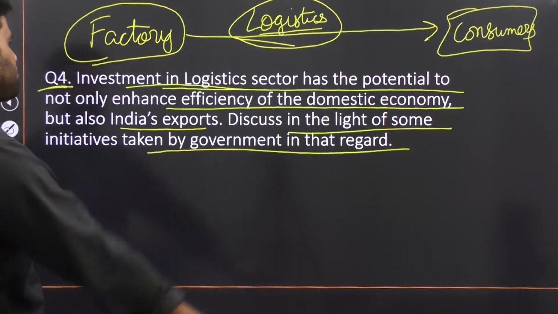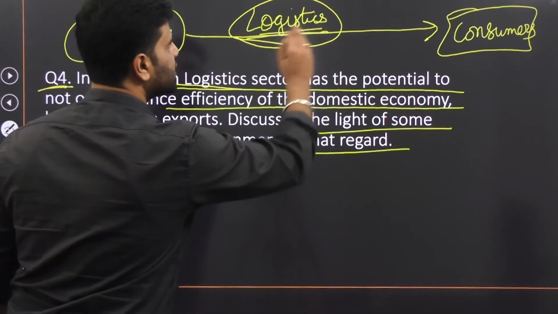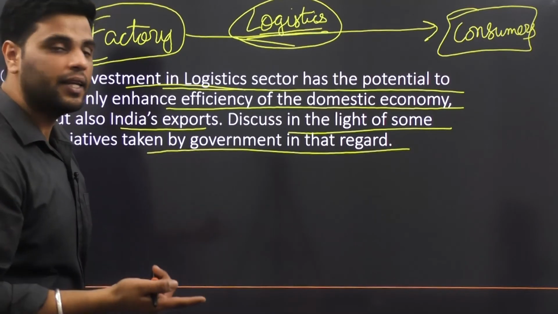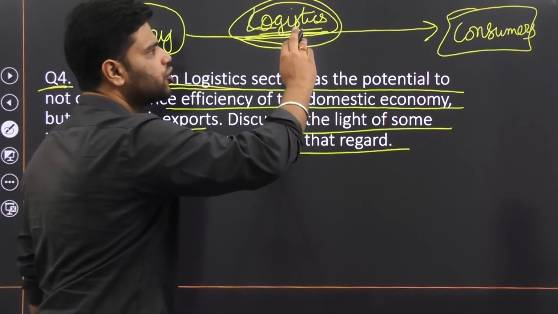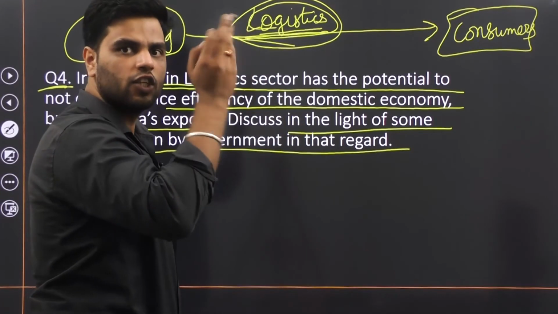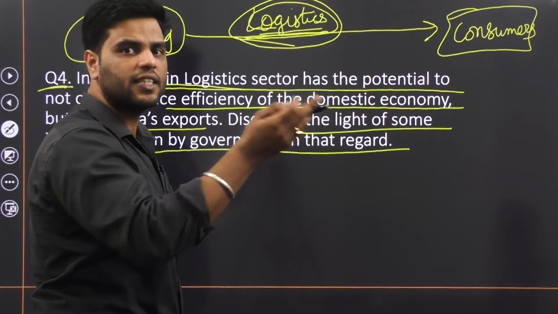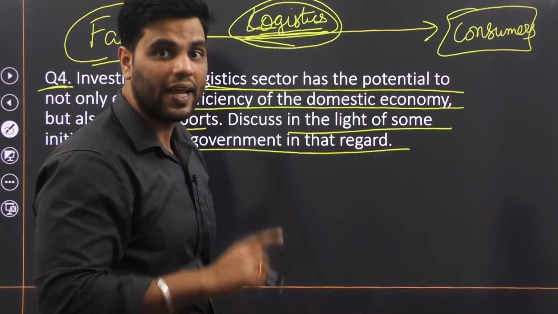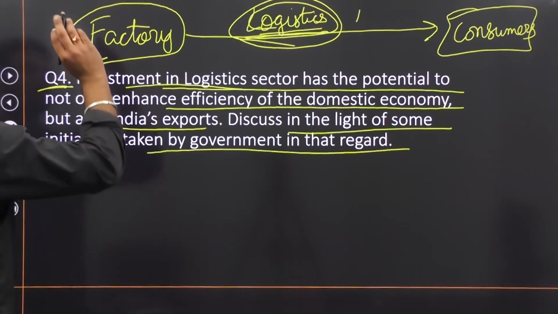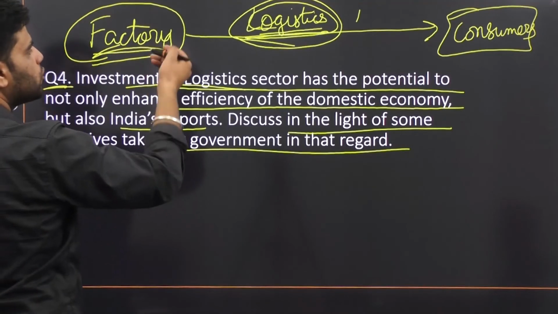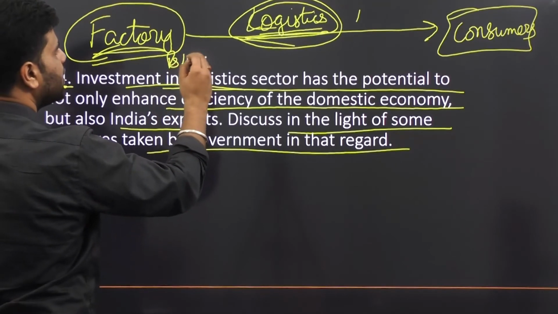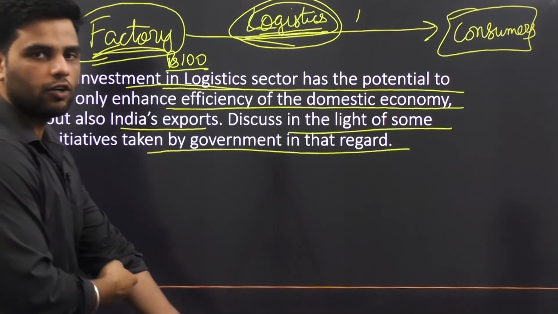I'll tell you why. If your logistics sector is not efficient, the cost of providing logistics services would rise. In India, the logistics sector is not working well, it's not efficient, and hence logistics cost is very high. Now what is happening? The factory owner produces a particular good, let's suppose this pen, and keeps the price of this pen at 100 rupees.